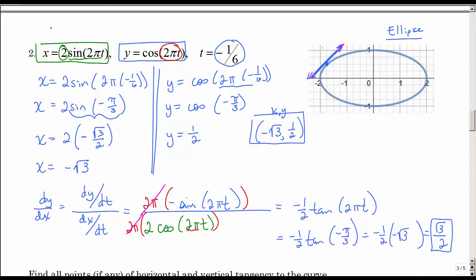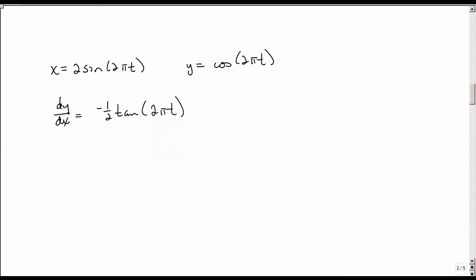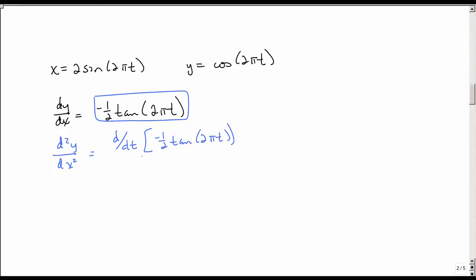Well, can we find the second derivative? Okay, so we found the first derivative. Now let's find the second derivative. Again, the more times you write this, the more you will remember it. So we want to take the derivative with respect to t of our first derivative, divided by the derivative of x with respect to t. Okay, so how do you take the derivative of tangent? That's going to be secant squared of your angle multiplied by that 2 pi. And no, I didn't forget my negative 1/2.